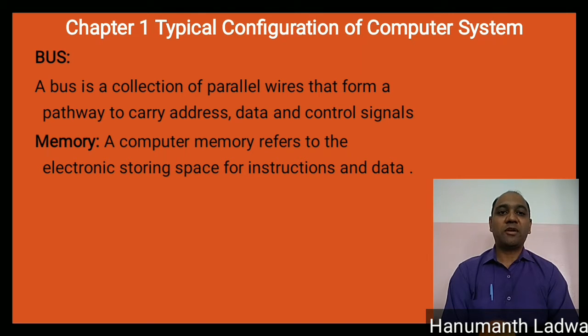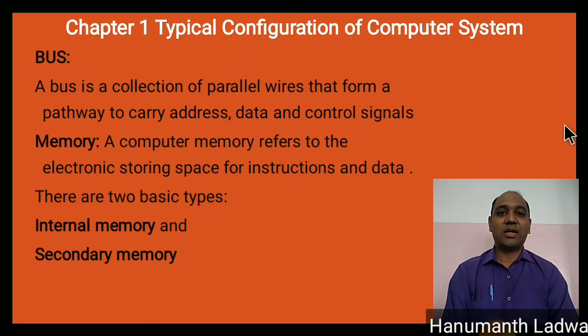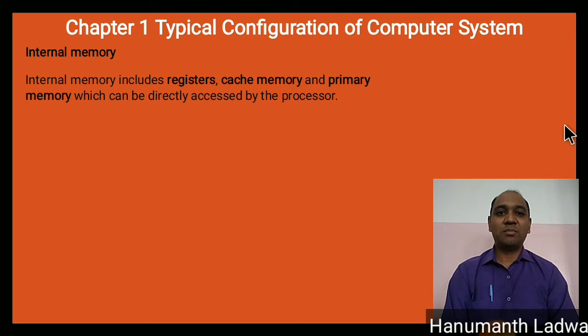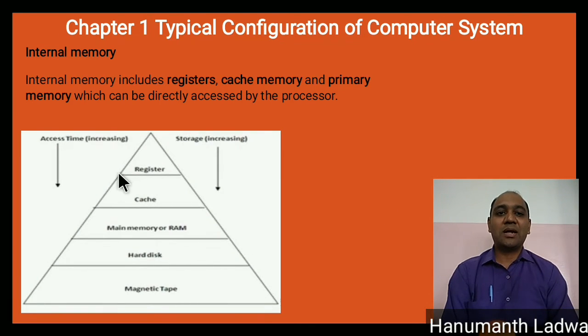Memory. A computer memory refers to the electronic storage space for instructions and data. There are two basic types, internal memory and secondary memory. So let us continue with internal memory. Internal memory includes registers, cache memory and primary memory, which can be directly accessed by the processor. So here we can see in the diagram consisting of a pyramid, accessing time is increasing from top to bottom, and even storage capacity increases from top to bottom.